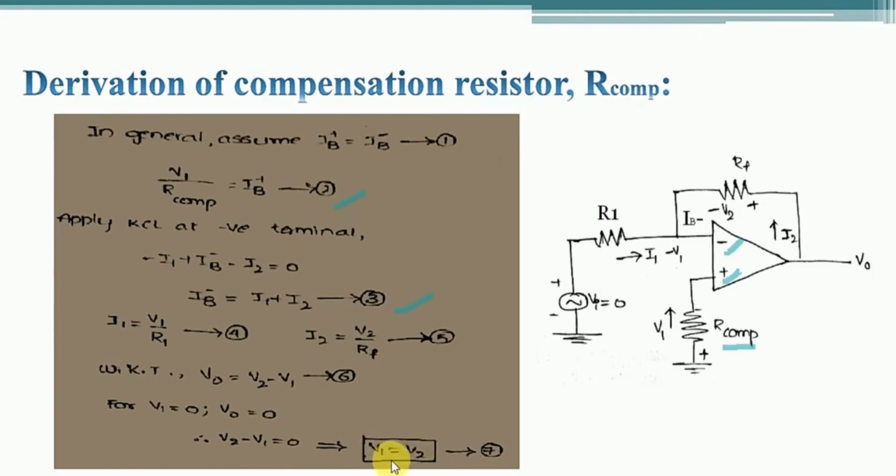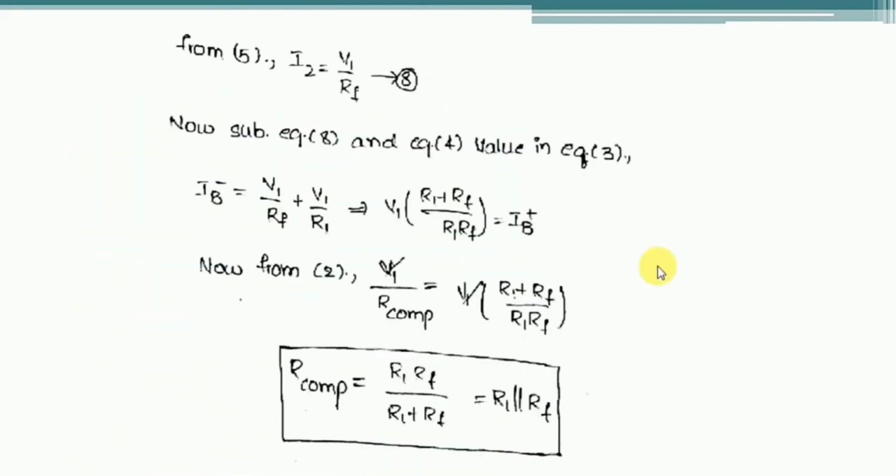After finding this condition, we have to find out the R compensation resistor. So from equation 5, we can substitute this V2 in terms of V1. So I2 we can write as V1 by RF. So finally the IB minus we have defined, that is I1 plus I2. So I1 is V1 by R1 and I2 is V1 by RF. So finally IB plus or IB minus is V1 into R1 plus RF by R1 RF.